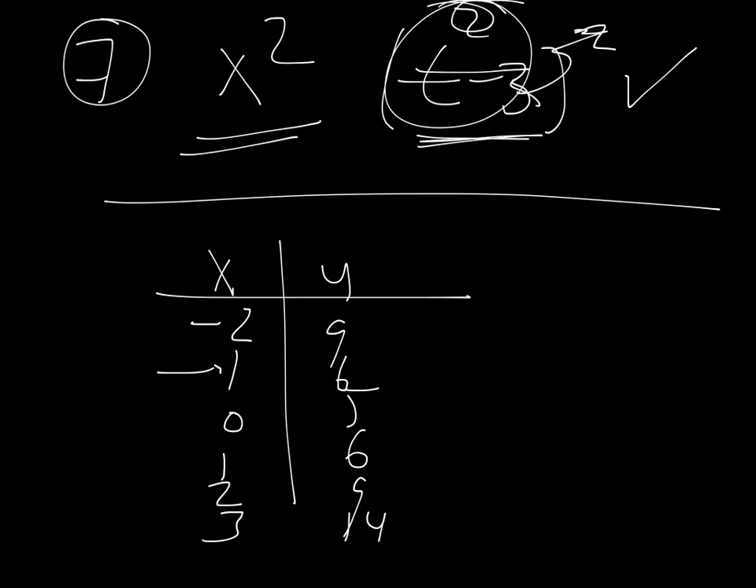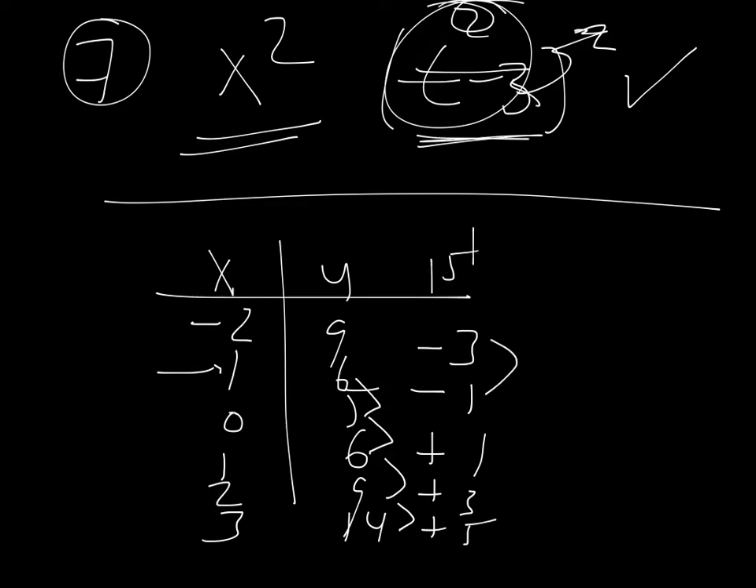First differences: how do I go from 9 to 6? I go minus 3, then I go minus 1. From here to here I go plus 1, from here to here I go plus 3, from here to here I go plus 5. That's first differences. If the first differences were the same, I would have a line, but they aren't the same, so I keep going.